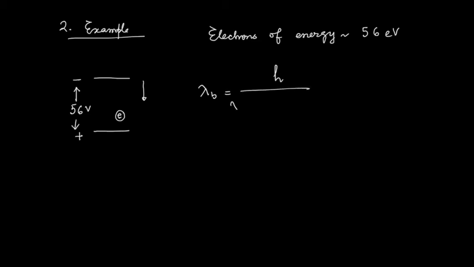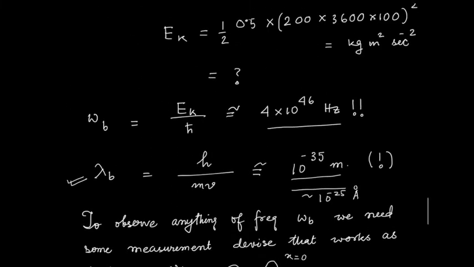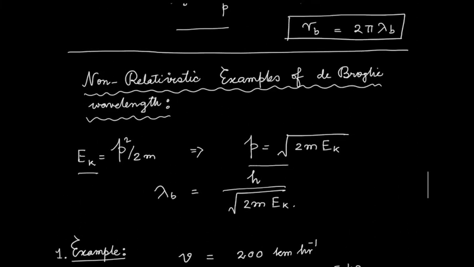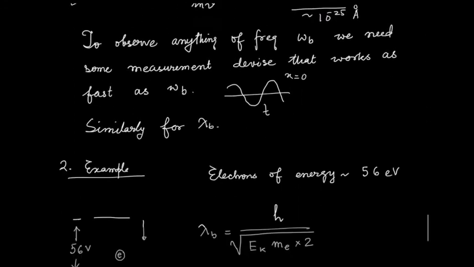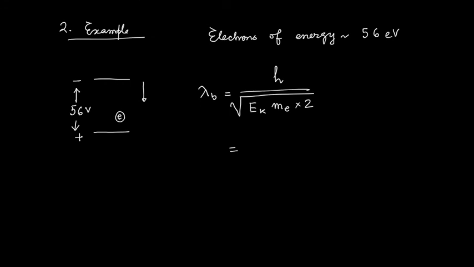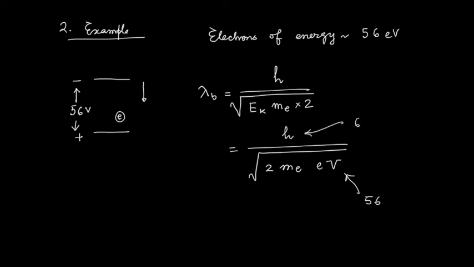If you calculate the de Broglie wavelength for this, remember how to calculate it: h by p, and p in this case will be the square root of 2 m E_K, so multiply by 2. This is exactly the same formula that I have written here, but now for the electron of energy E_K, 56 electron volt. We know how to translate it to joule: multiply e times V. So I put 56 for V.